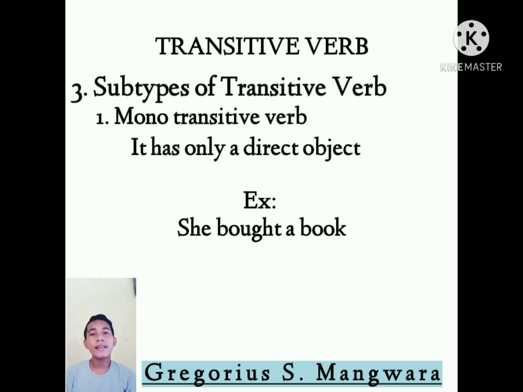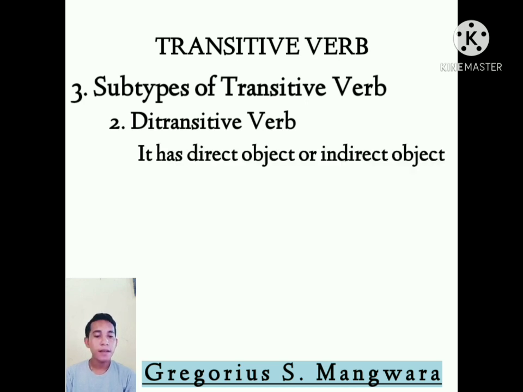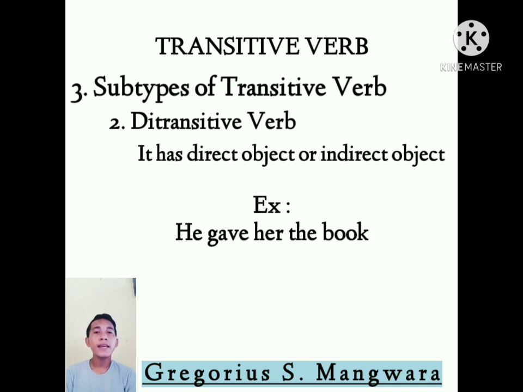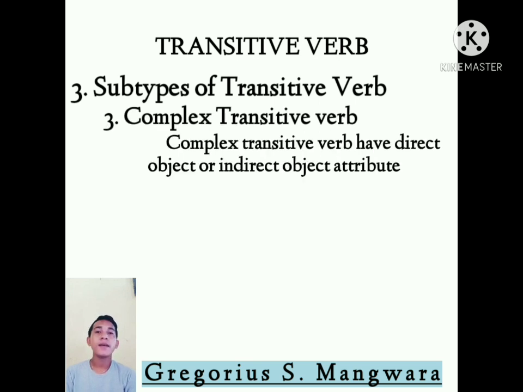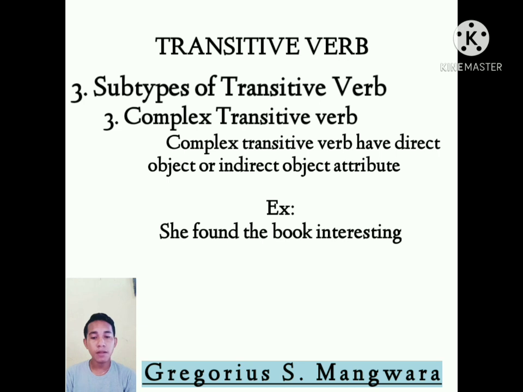Now please let's see the second type. The ditransitive verb has direct and indirect objects. Now please look at this example: "He gave her the book." Now let's come to the third and last subtype, the complex transitive verb. A complex transitive verb has a direct or indirect object and an attribute. For example, "She found the book interesting."